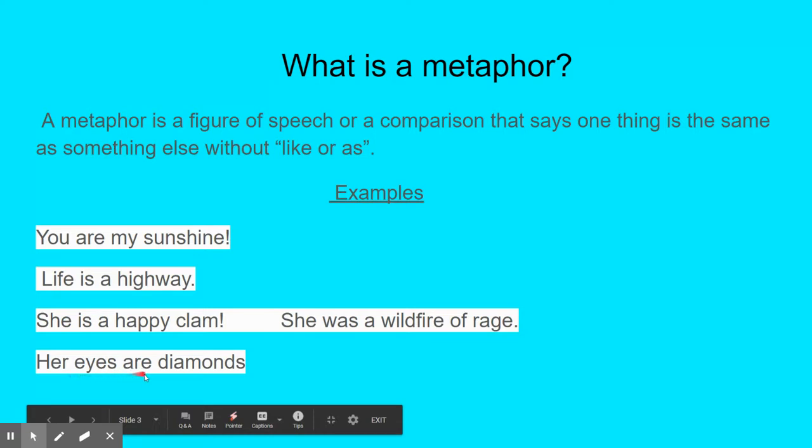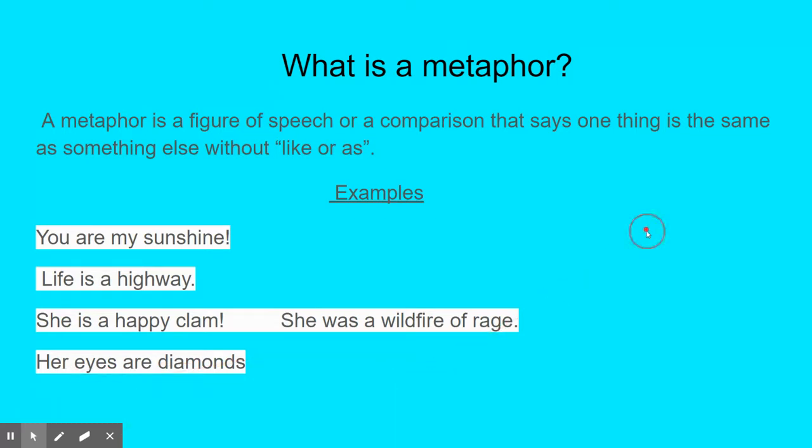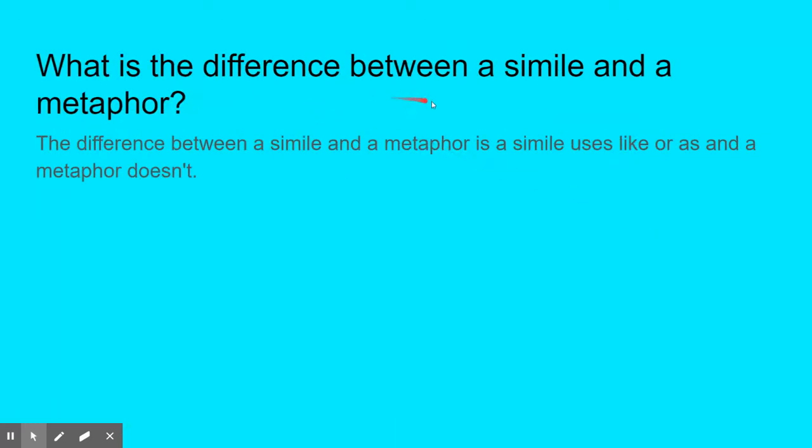Her eyes are diamonds, which means they're comparing her eyes to diamonds, and there's no like or as, which makes it a metaphor. What is the difference between a simile and a metaphor? The difference between a simile and a metaphor is a simile uses like or as, and a metaphor doesn't.